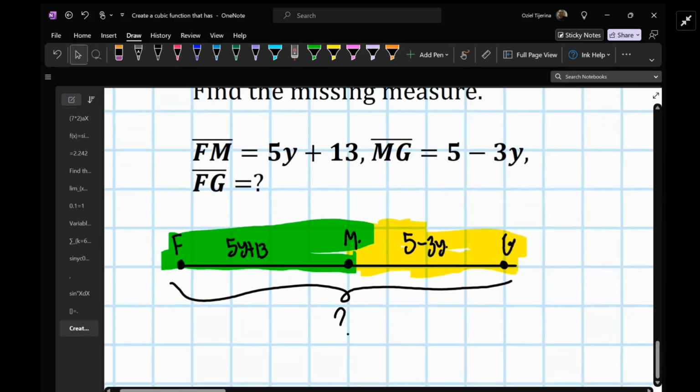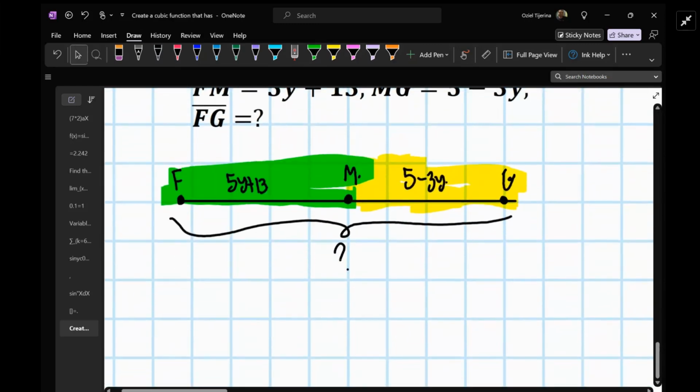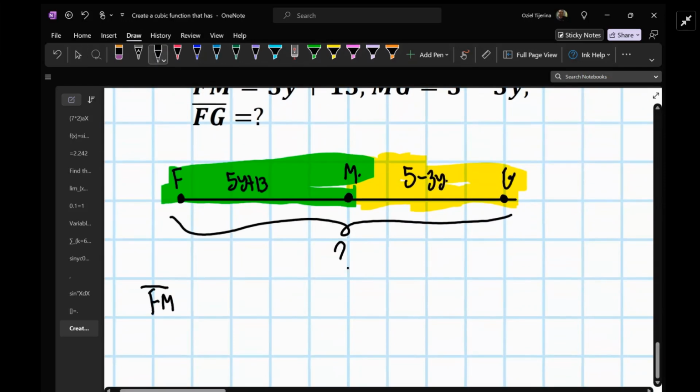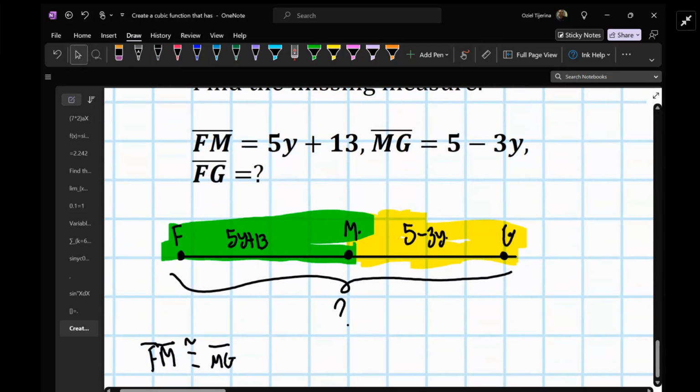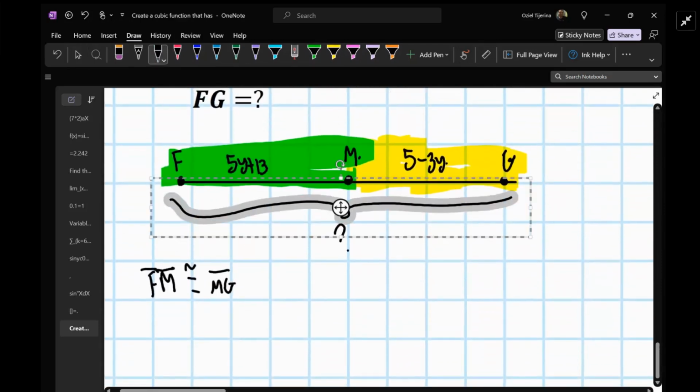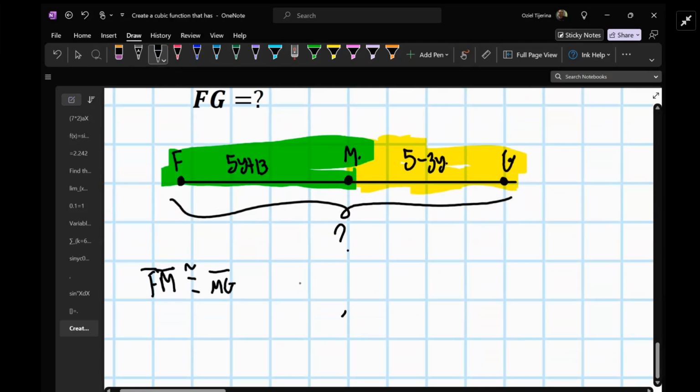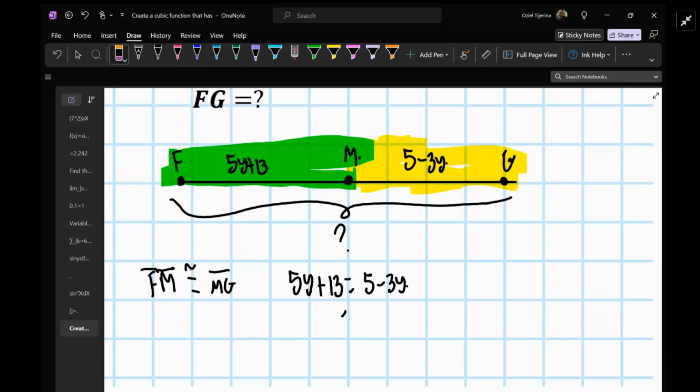Now, if you think about it, because M is the midpoint, then we know that line segment FM is congruent to line segment MG. Okay. So we know that from this theorem, right, then 5y plus 13 has to be equal to 5 minus 3y, right? And we need to solve for y algebraically.